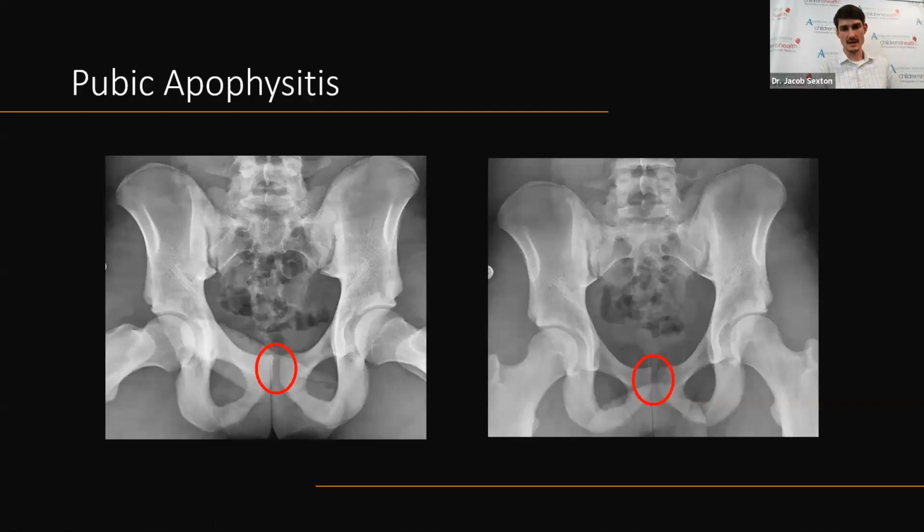So, pubic apophysitis or osteitis pubis. These might be hard to see because of the way the images are showing up on the screen. But if you look at the left side of this pubis, the cortex is smooth and regular. When you go to the right side of the pubis, it's irregular. There's a little bit of increased signal, so it's sclerotic. It almost looks, to me, like it's chewed up a little bit.